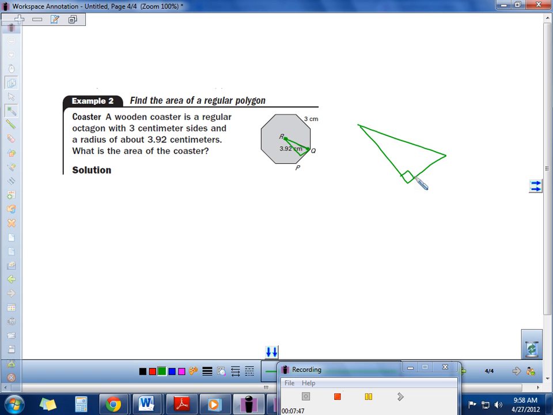On that right triangle, we should be able to label some parts. Where's that go, though? Where's the 3.92 go? It's the hypotenuse. If you look back at the picture, it's on that piece right there, which is the hypotenuse. This goes down to the middle of the side, making a 90-degree angle. 3.92, sorry.